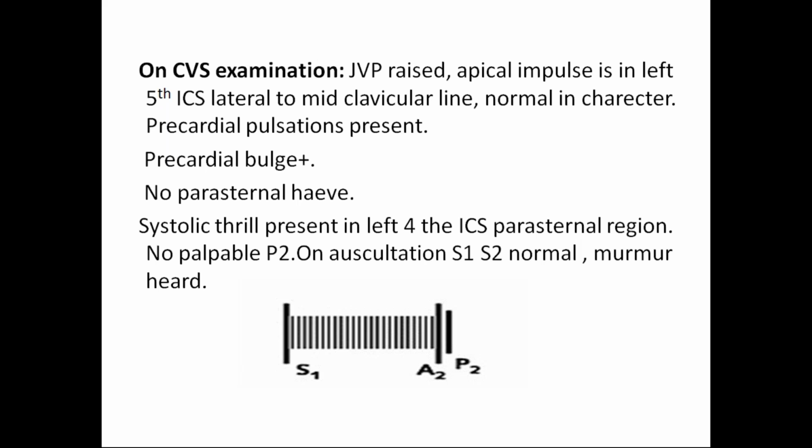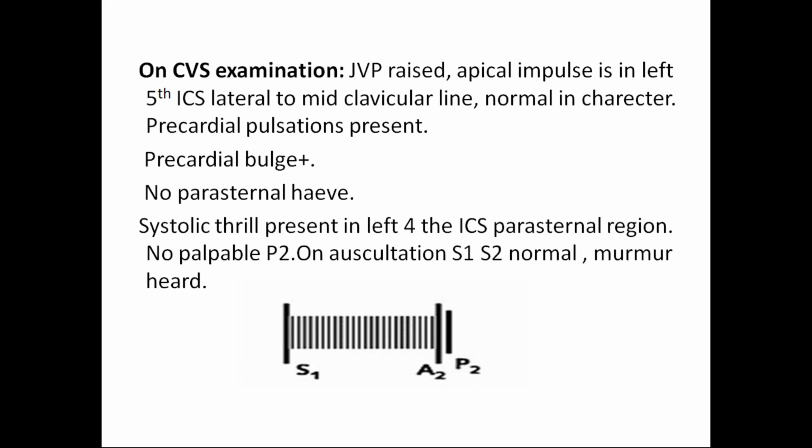JVP is raised. Apical impulse is in the fifth intercostal space, lateral to the midclavicular line, normal in character. Precordial pulsations present. Precordial bulge positive. No parasternal heave. Systolic thrill present in the left fourth intercostal space, parasternal region. No palpable P2. On auscultation, S1, S2 normal, murmur heard.